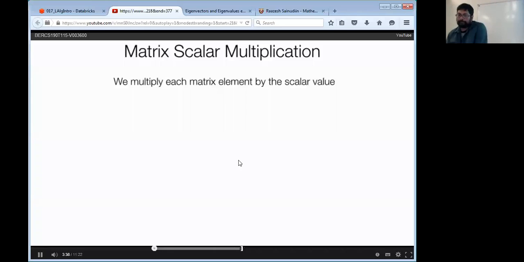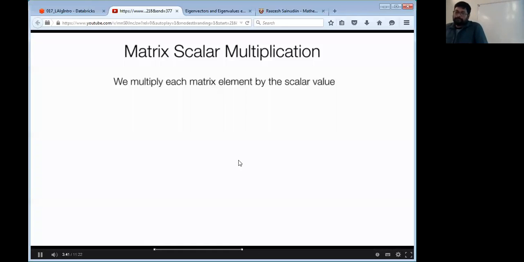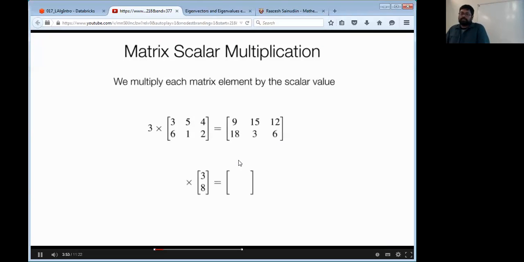Next, let's talk about matrix scalar multiplication. And here, the idea is that we want to multiply each matrix element by a scalar value. So for example, here, we're multiplying each entry of this matrix by the scalar value 3. So the first entry becomes 9, the second one becomes 18, and so on. We can do the same thing with a vector and with a negative number as follows.